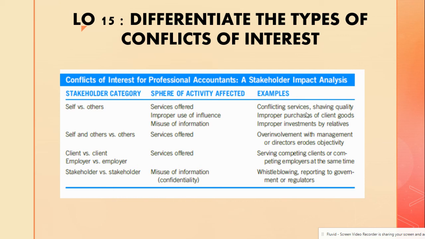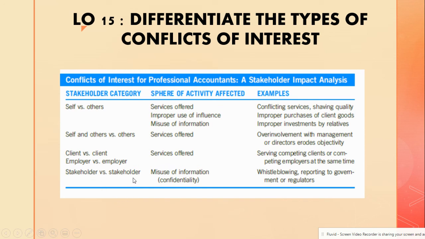Okay, so for example, we provide service to clients who are rivals with each other. Okay, for a very simple example, KFC and McDonald's. They are rivals, and they provide quite the same fast food. So if we provide accounting service to both parties, even though they are rivals, that can also create a conflict of interest.